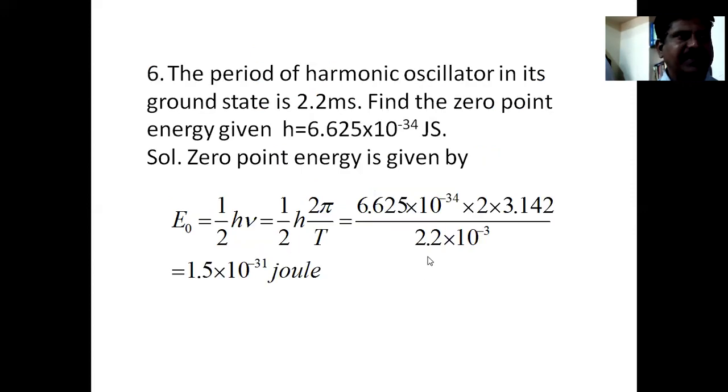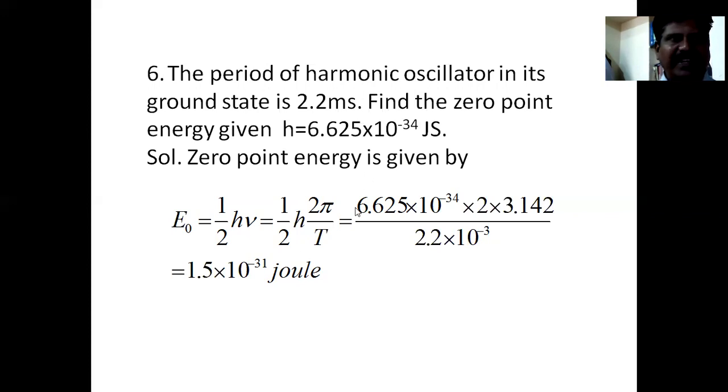Okay. Next, another simple example on this chapter: the period of a harmonic oscillator in its ground state is 2.2 milliseconds. Find the zero point energy, given h equals 6.625 into 10 to the power minus 34 joule second. So we know that, according to a linear harmonic oscillator, the energy of the particle in the nth state is given by n plus half into h nu.